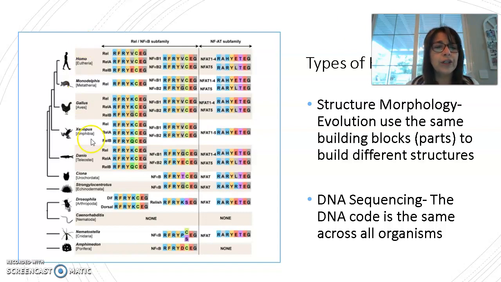So if you look on here, it's going to give you man, rat, chicken, frog, and look at the sequencing on there. You've got R, F, R, Y, V, okay? And you're going to see that it goes across there like that. So you see that it has the same type of DNA sequencing.